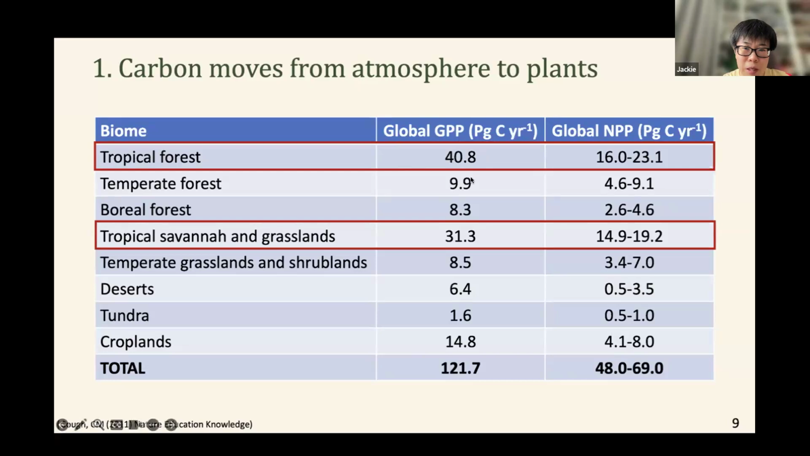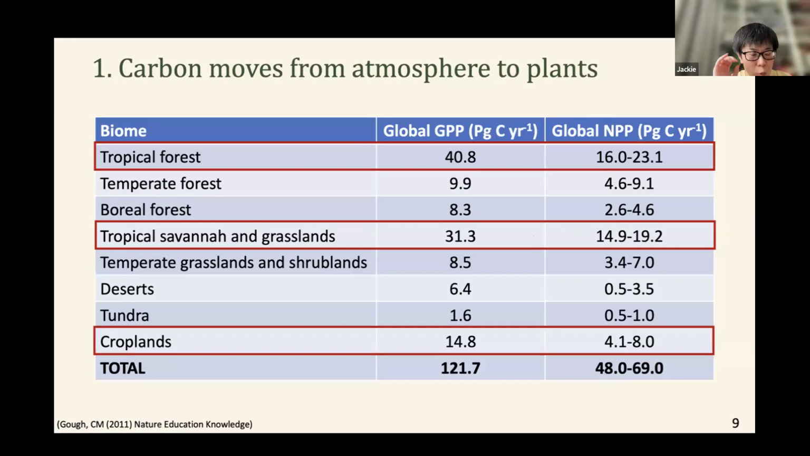As you can see, we have the largest GPP found in the tropical forest. For the tropical savanna and grassland, their GPP value is also way higher than other regions, for example compared to the temperate forest and boreal forest. Of course, their global NPP values are also relatively higher in these two types of ecosystems. NPP is just net primary production, which is the difference between GPP and autotrophic respiration.